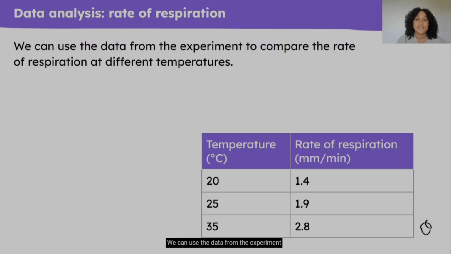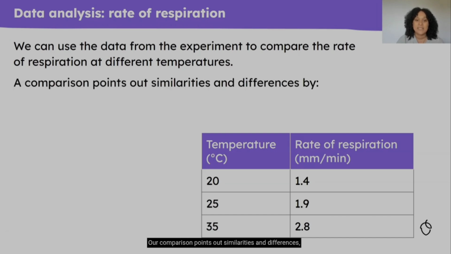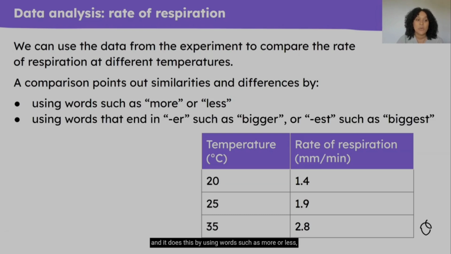We can use the data from the experiment to compare the rate of respiration at different temperatures. Our comparison points out similarities and differences, and it does this by using words such as more or less, or using words that end in ER such as bigger or EST such as biggest. So using the data in the table below, I want you to compare the rate of respiration at different temperatures and try and think about the words you're going to use, perhaps words such as more or less, or words that end in ER and EST, so just to ensure that it's a comparison. I'll give you 5 seconds now to think about that. But if that's not enough time for you, click pause and click play when you're ready to move on with the lesson.